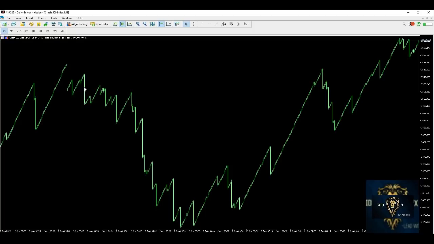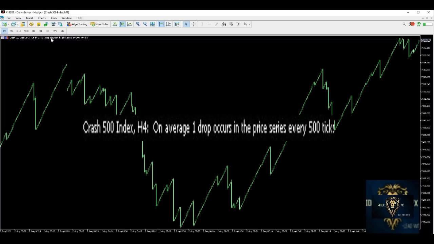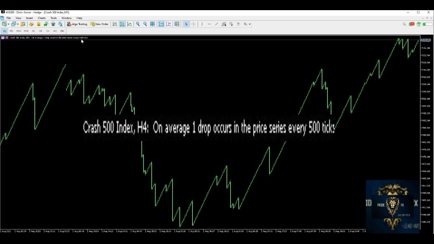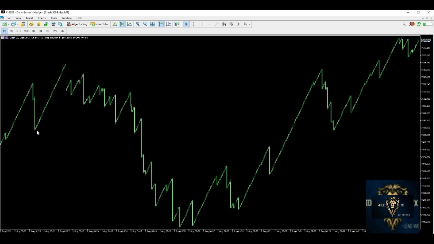And the theory came behind the clue that they gave me. So the clue up here reads, on average, one drop occurs in the price series every 500 ticks. So we tried that for a few months and figured out that's not working, because after 500 ticks the price was still moving up and the spike never occurred. So in that theory we also figured out that, look, the spikes will just happen randomly, and sometimes people do catch these spikes, and other times the spikes just never come.